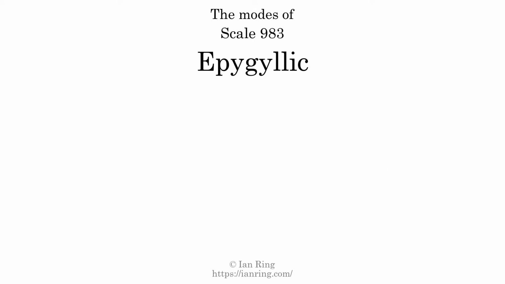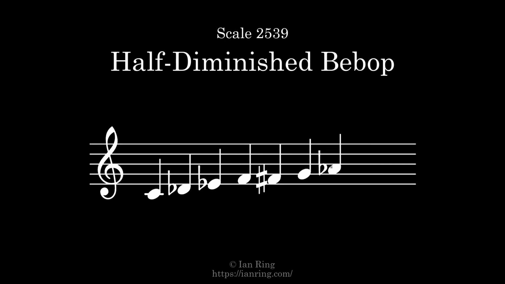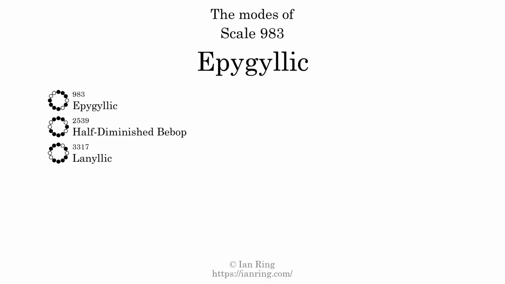This scale has 8 modes. The first mode is itself. The second mode is scale 2539, also known as half diminished bebop. It sounds like this. The third mode is scale 3317, also known as Epygyllic. It sounds like this.